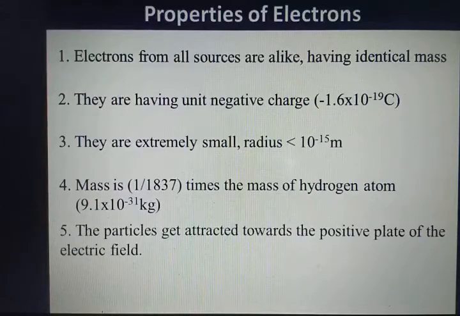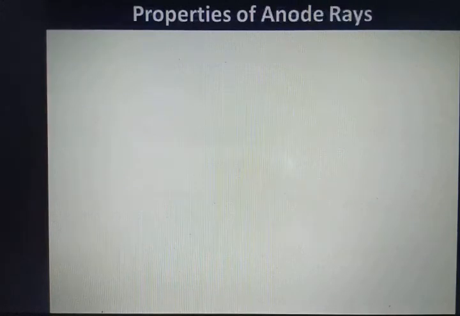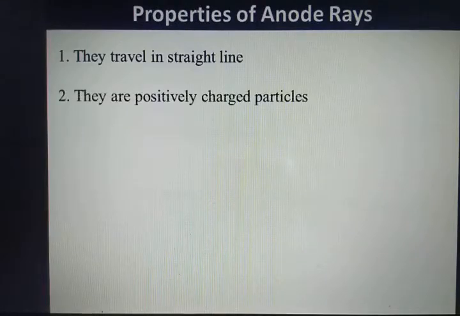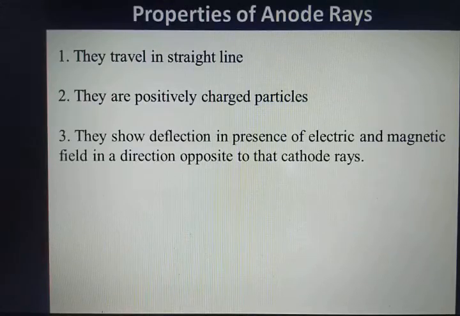The particles, that's electrons, get attracted towards the positive plate. They are attracted towards the positive plate. Now the properties of anode rays: they travel in a straight line. Another one, they are positively charged particles, and they show deflection in the presence of electric and magnetic fields.